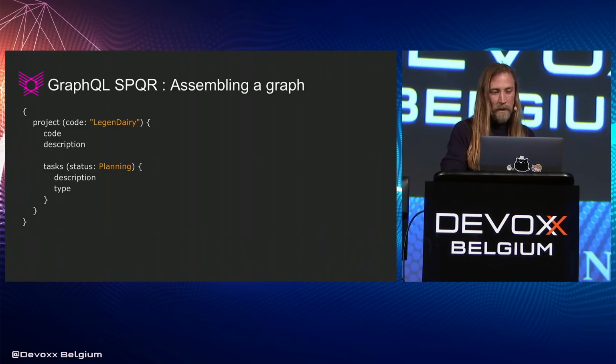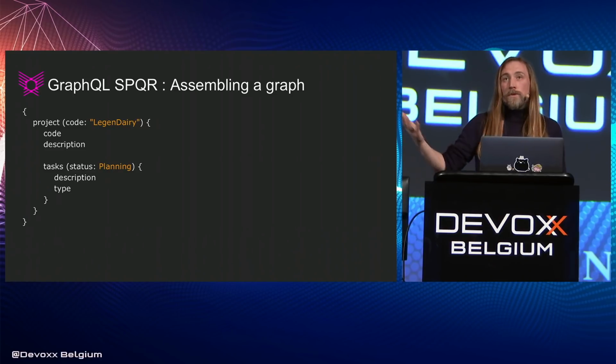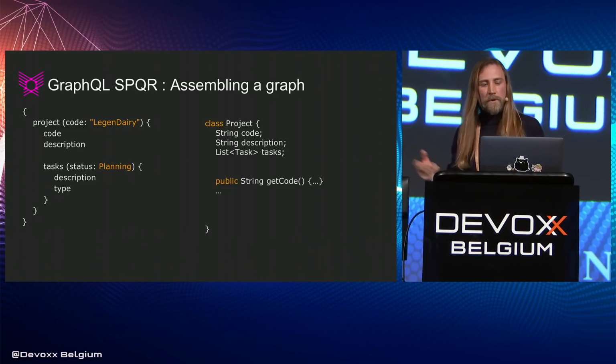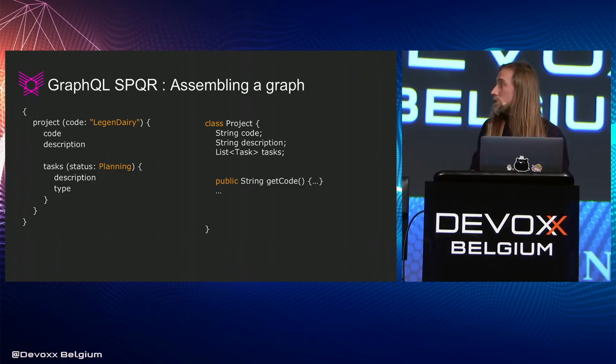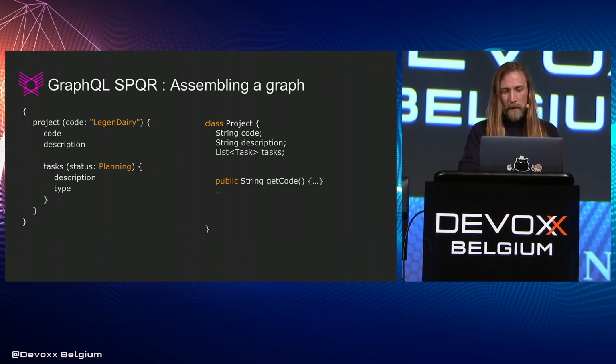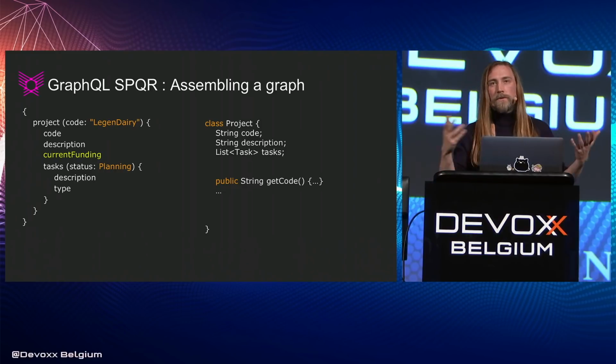So you would like to be able to add a field here, of course. In your backing code, you probably have something like this: a project class that, at this moment, corresponds one-to-one, with standard getters and whatnot. So you would like to be able now to get a current funding, to add a field here. So how would you do that? How would you assemble this as a graph?